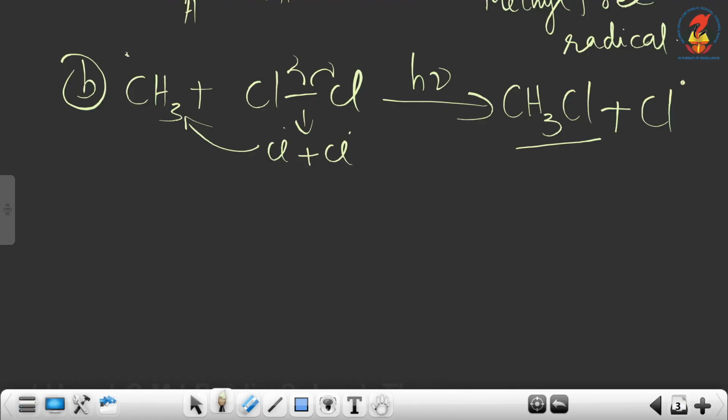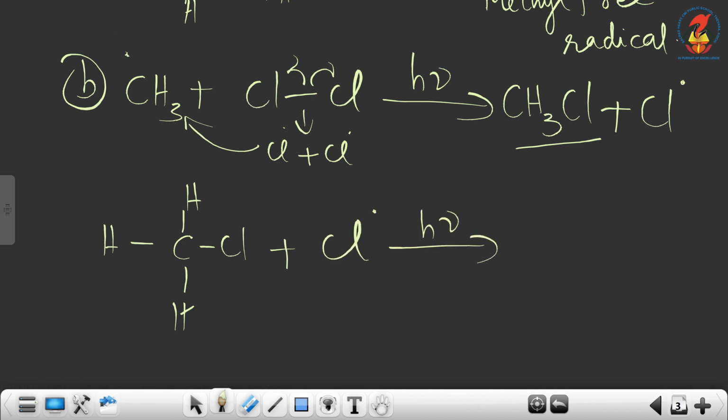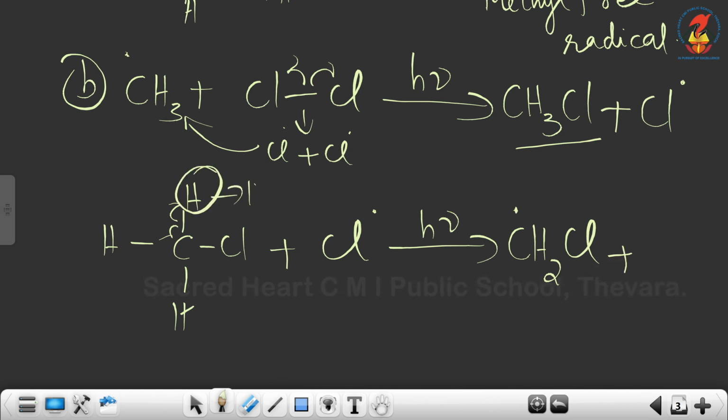We have CH3Cl. I am going to write the complete structure. CH3Cl plus chlorine free radical in presence of h nu. Now, here in presence of this chlorine free radical, any one of the C-H bonds will undergo homolytic cleavage. So, what will happen? We get CH2Cl free radical, plus the hydrogen goes as H free radical, it combines with Cl free radical to form HCl.